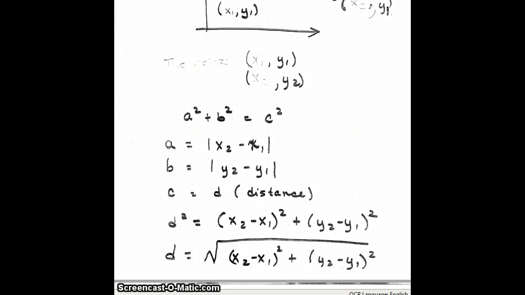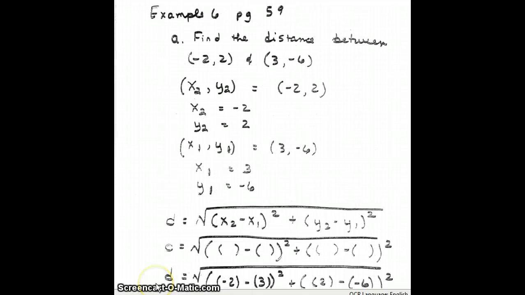The most important thing to remember about this is that there are 2 points, x sub 1 and y sub 1, and a second point, x sub 2, y sub 2. We'll take a look at example 6, which is on page 65 in your textbook, not page 59. And you want to find the distance between 2 points, minus 2, 2, and 3, negative 6.